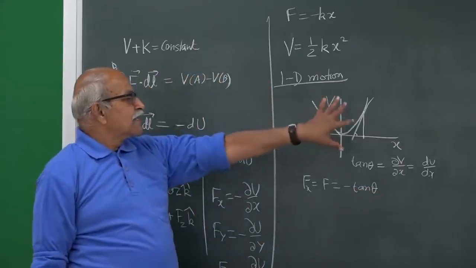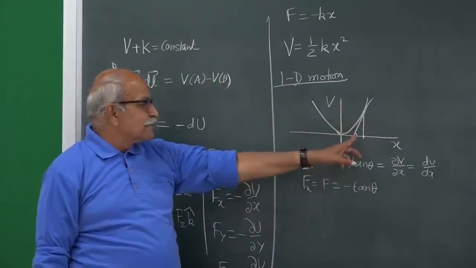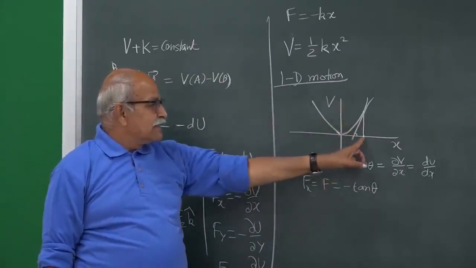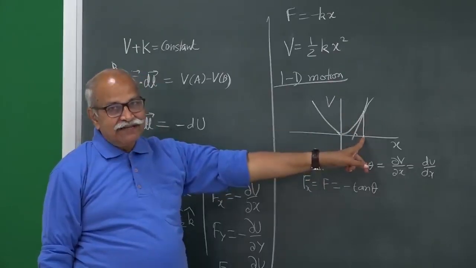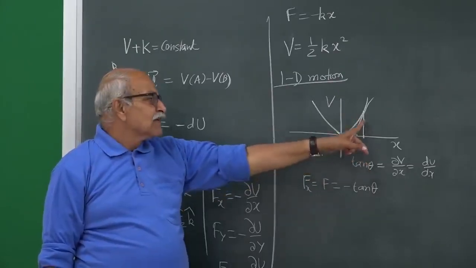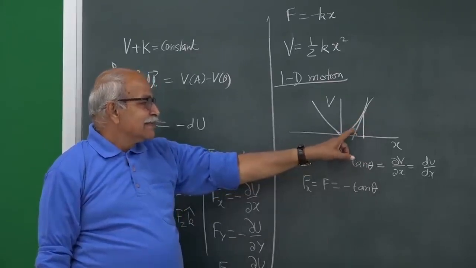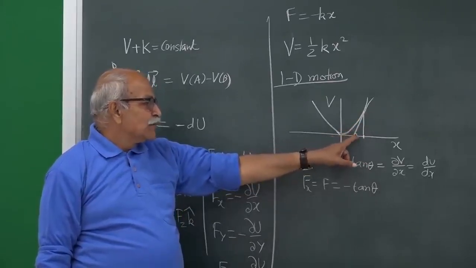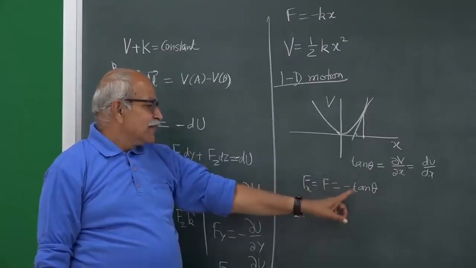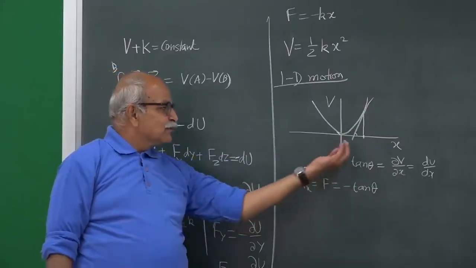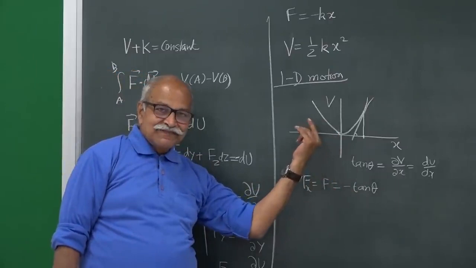So, from this diagram also it comes out that if the particle is here on the positive side of the origin, then the slope is positive, this angle is less than 90 degree, an acute angle, slope is positive, tan theta is positive, and the force is negative. So, force is towards the origin.